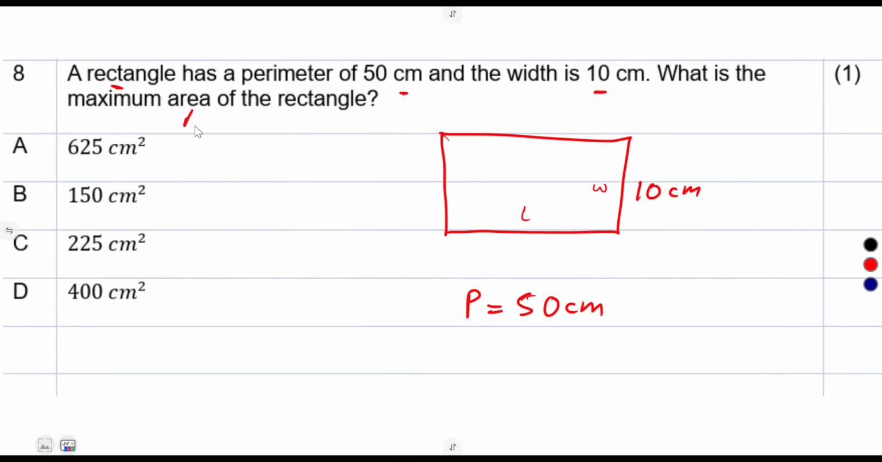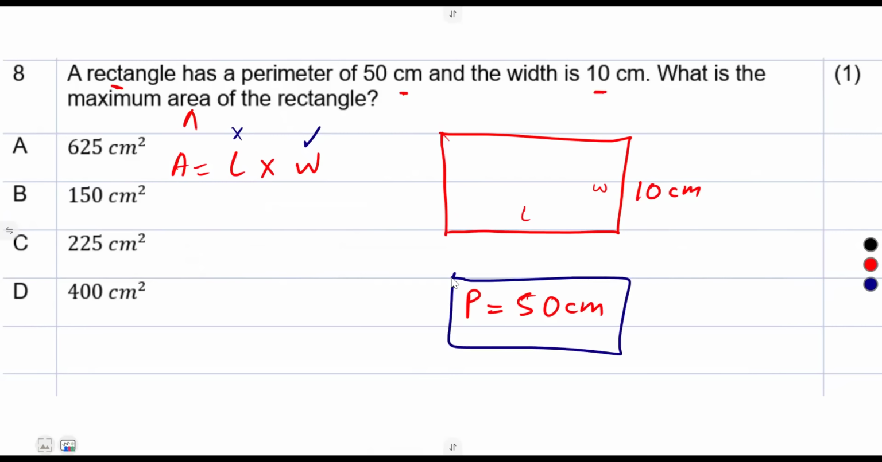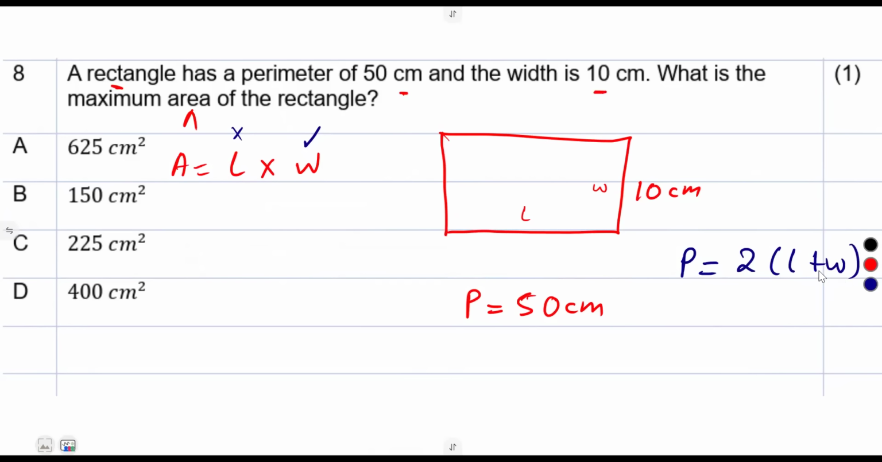They're asking about the area, where area we do understand is length times width. We have the width. We do not have the length. So where are we going to get the length? From the perimeter, because perimeter is equal to 2 into length plus what? Plus width. So we can substitute 50 for perimeter is equal to 2 into length plus our width, which is 10.